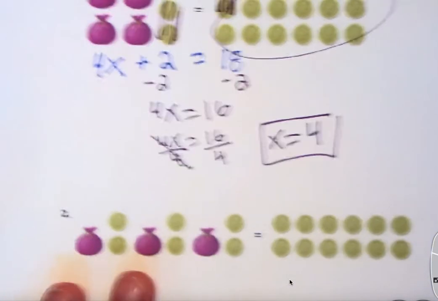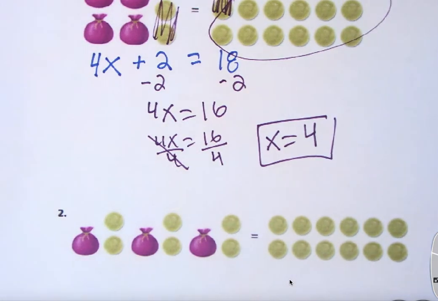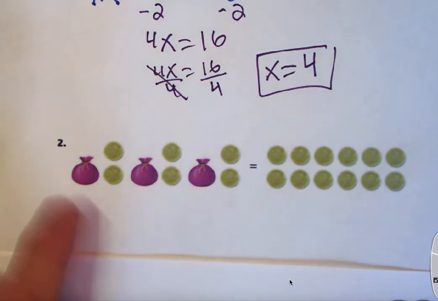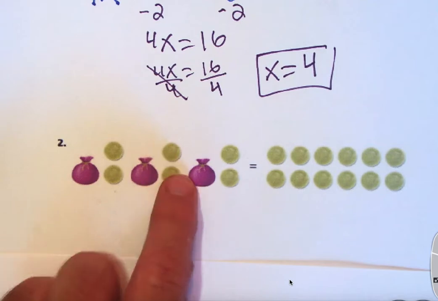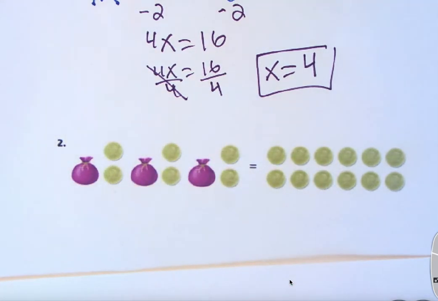Okay, so what I'd like you to do now is try one yourself. Instead of thinking bags and coins, let's try to write an equation. So if you have 1, 2, 3 bags and 1, 2, 3, 4, 5, 6 coins, and that equals this many coins, can you write an equation and solve it? And this is where I would have you turn to your partner, write an equation, and talk to each other about solving it.